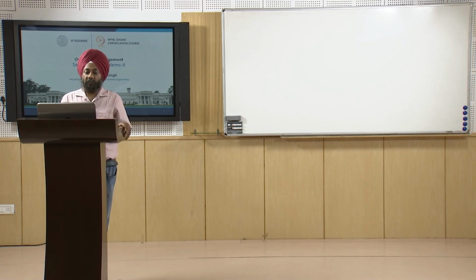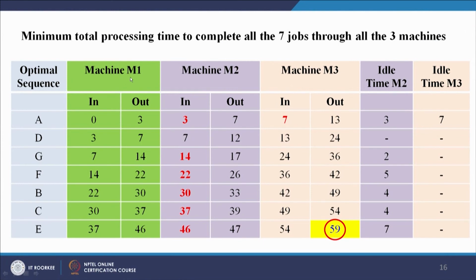Sequence already we know what the sequence to be followed is. Very easily we can see that job A, which is the first job to be scheduled, enters machine 1 at time 0. Whatever time it requires, 3 hours, so it is out at 3 hours, and at machine 2 it enters at 3 hours. As we have seen, we have assumed that the transfer between the machines takes minimal, or maybe we can say negligible, time.